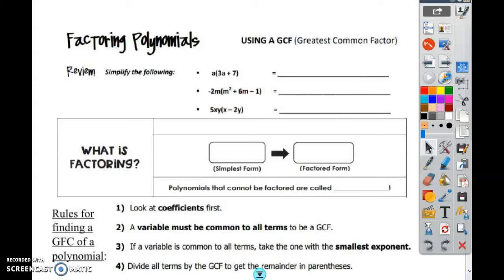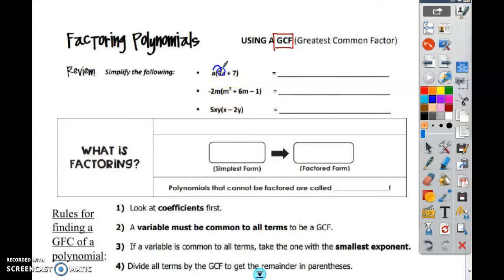Right, today we're going to be factoring polynomials, and we're going to be using greatest common factor. So what do they have in common that I can take out? And by taking out, I mean divide it. Okay? So we're going to first simplify. So see, these were already factored out. We took an A out.